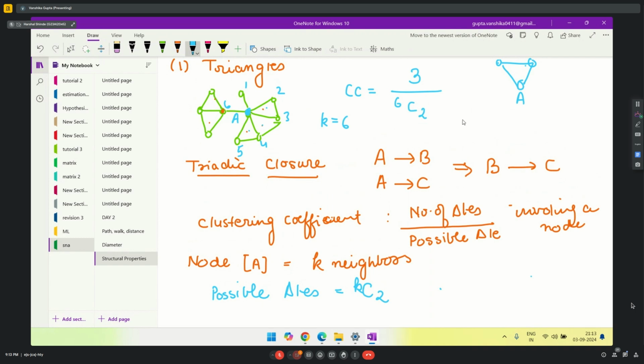I hope this is clear. How come it is 3? Can you repeat? Sorry. 6C2, I understand. How come it is 3? We just counted how many triangles actually exist. Okay.